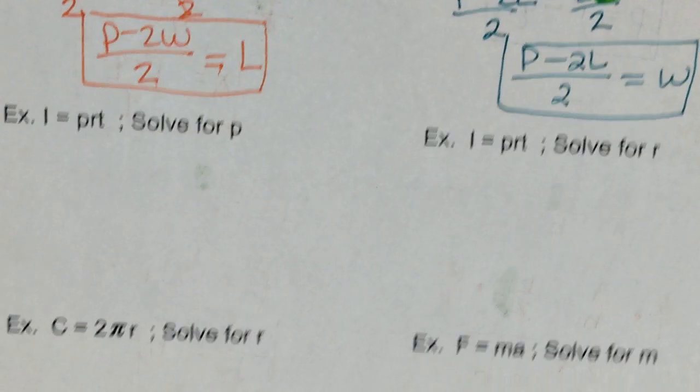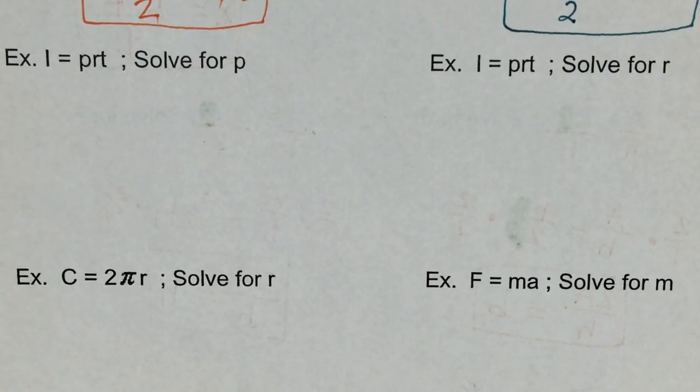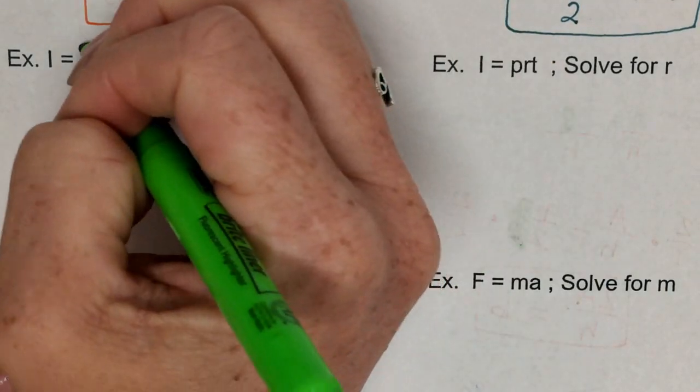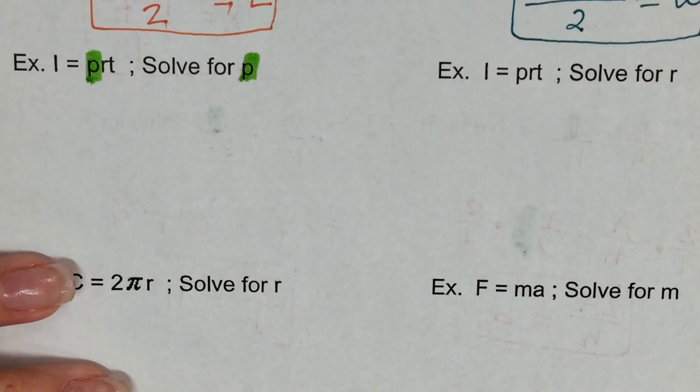This next formula, do y'all remember it from 7th grade? I feel like y'all did it. It's interest. Interest equals principal times rate times time. It's not important y'all know the formulas, which is what it is, okay? All right, what are we solving for? P.